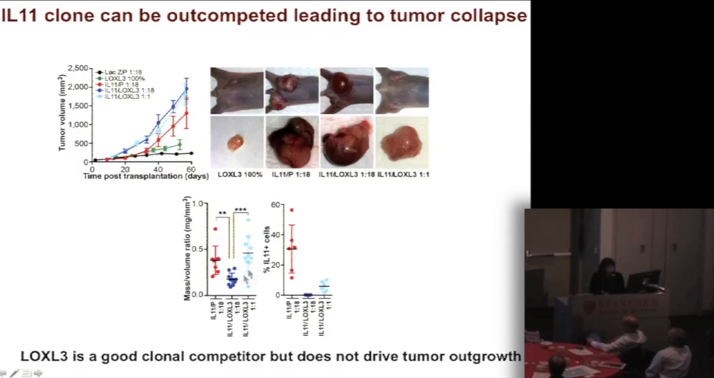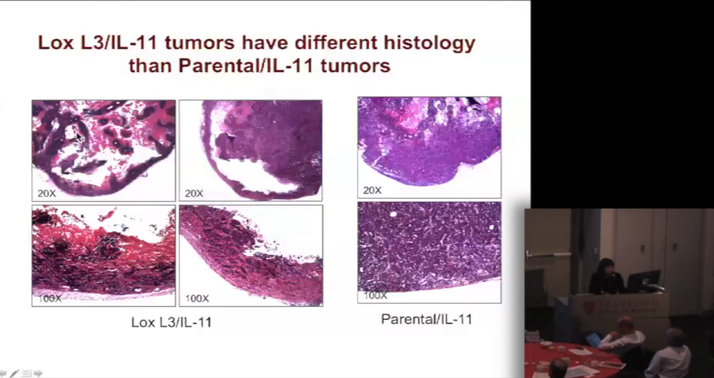And this just shows here that when we had IL-11 clones at a different ratio, then the mass to volume ratio was different, and the clonality of the cells, obviously, in the IL-11 clones, the cells were there, whereas in a 1:1 ratio, we still had some IL-11 expressing cells when we collected the tumors. In the 1:18 tumors that seem to be necrotic tumors, it looks like IL-11 was completely outcompeted by LogCell3, and that could explain this kind of death of the cancer cells.